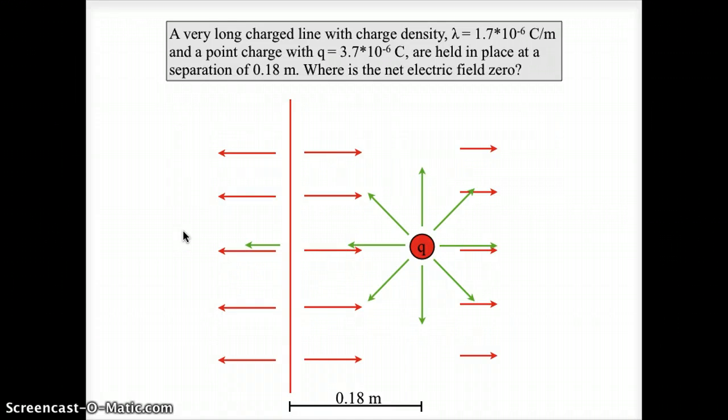And right away from this figure, we can figure out where the net electric field could possibly be 0. Looking at the direction that each electric field points, we can figure out that it must be somewhere between the point charge and the charge line, where our electric field vectors point in different directions and could possibly be able to cancel each other out. So with that in place, we can start thinking about the math.